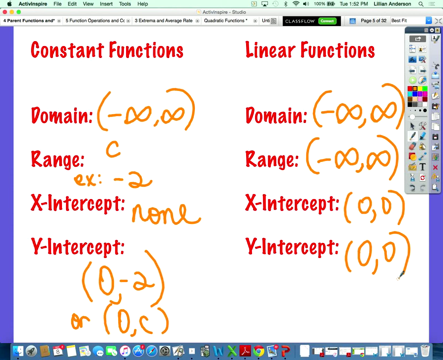And there's our information for our constant and linear parent functions. Now, when we get to transformations, some of these things may change. It just depends on what types of transformations are performed.